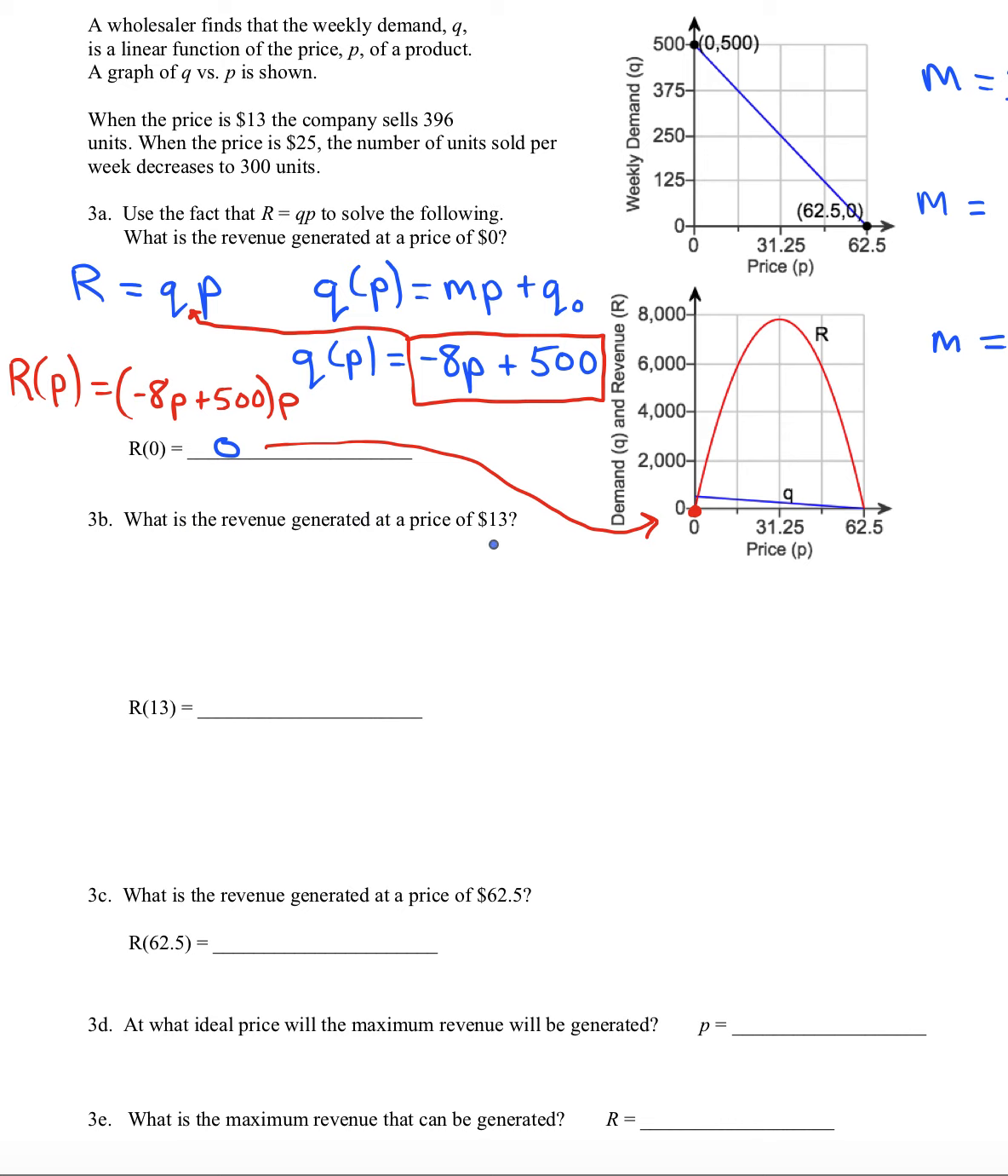But what would be the revenue generated at a price of 13? Now we're going to find R of 13. This one we'll have to actually plug in. I get 5,148. And that point would be somewhere around here.